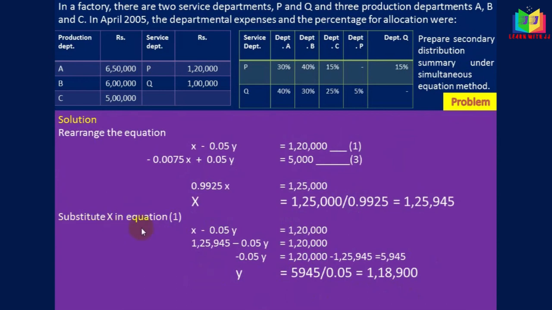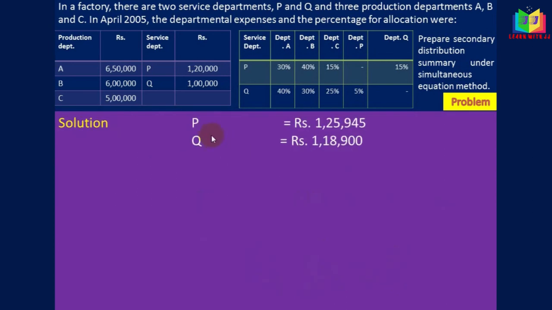Now we substitute this X in equation 1 to get Y. Substituting X in that, we get Y equal to 1,18,900. With 1,25,945 substituted, it goes to the other side and we get 5,945. Dividing that by 0.05, we get 1,18,900, and this is the value of Y. Here X is equal to P and Y is equal to Q, as I have written here.